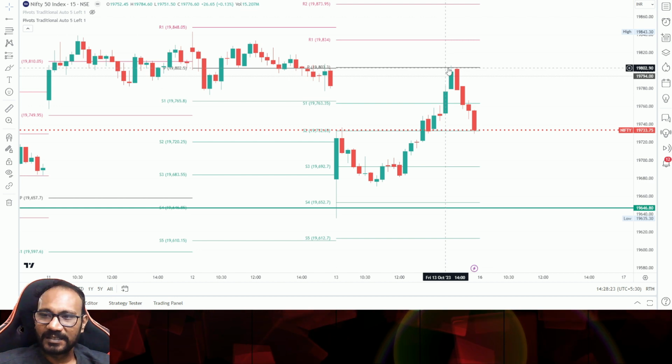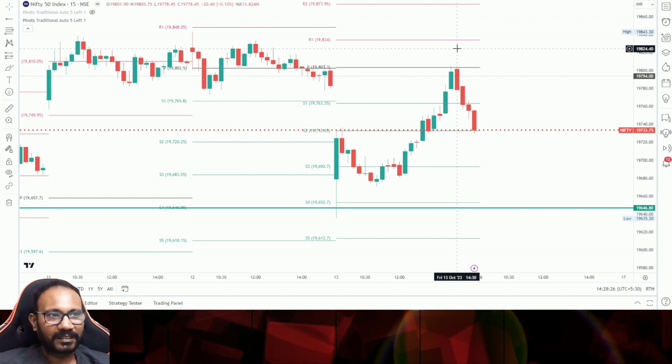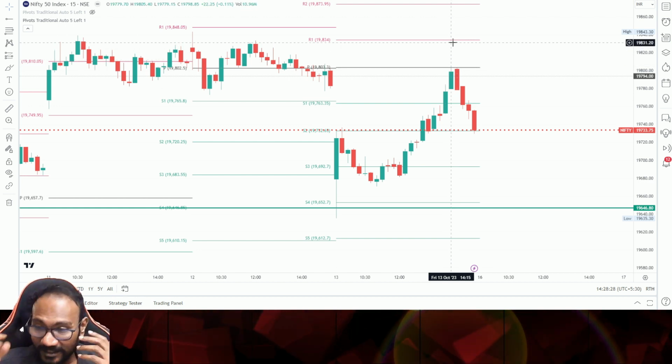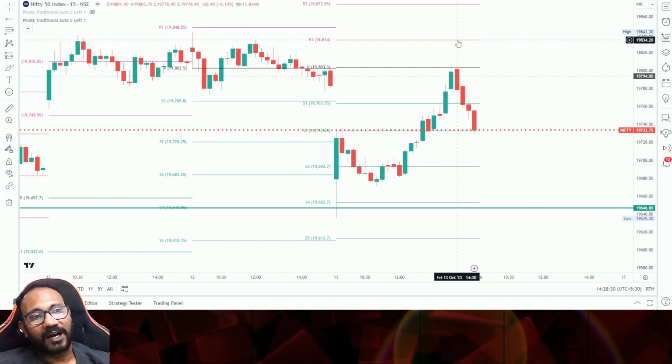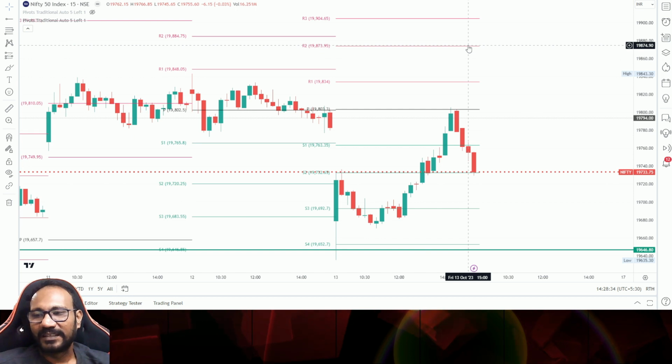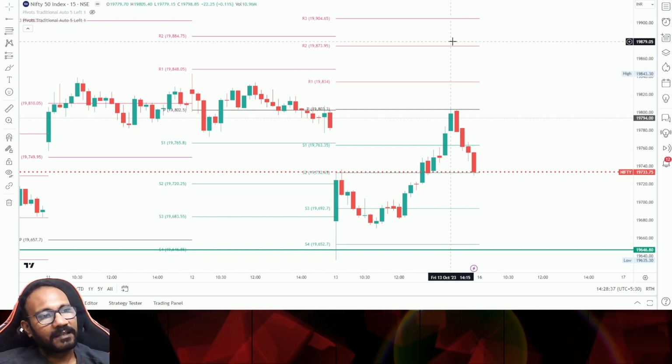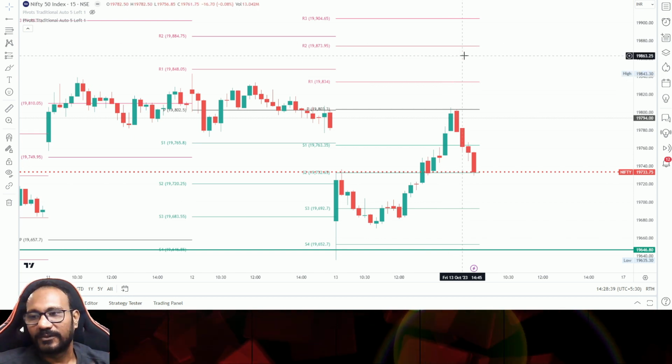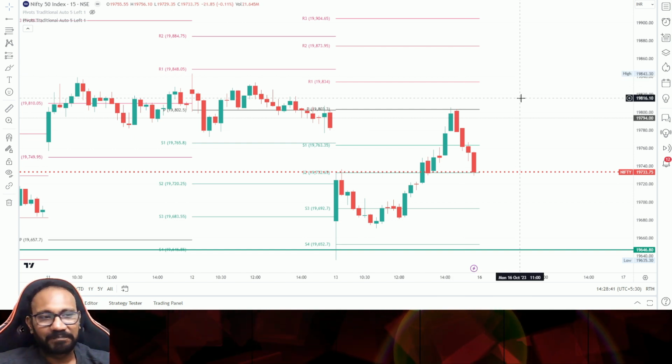whether it is clearing this pivot. If it clears the pivot and then continues to move, then the trend is likely to continue to the levels of R1. If R1 is broken, you know that it will likely continue to R2, right? Similarly, each level, each barrier as it gets cleared, you have higher targets opened up, right?